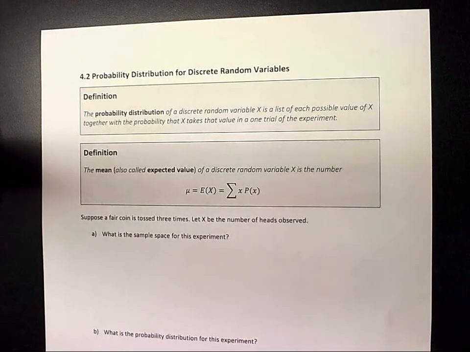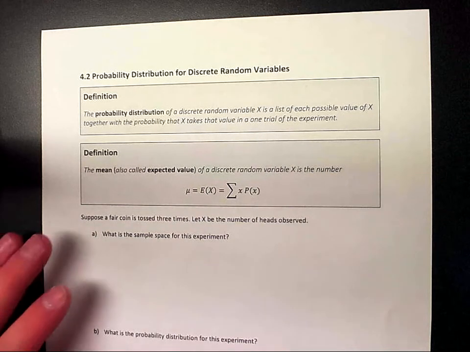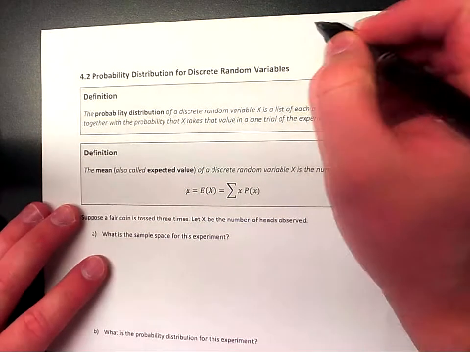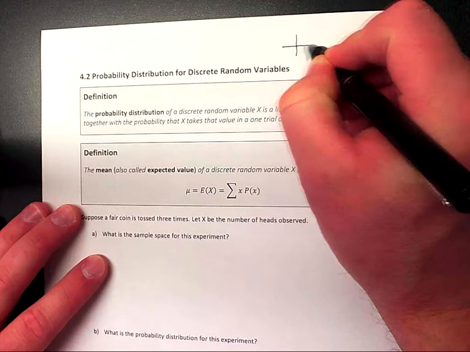We've started to talk a little bit already about probability distributions. Let's talk about it one more time. The probability distribution of a discrete random variable x is a list of each possible value of x together with the probability that x takes that value in one trial of an experiment. All right, we've seen this stuff before. Let me briefly jog your memory on this.